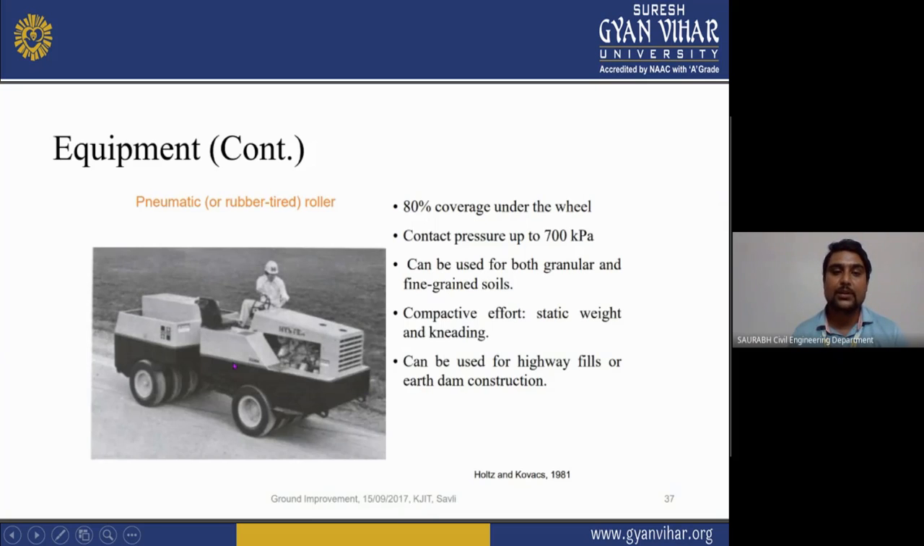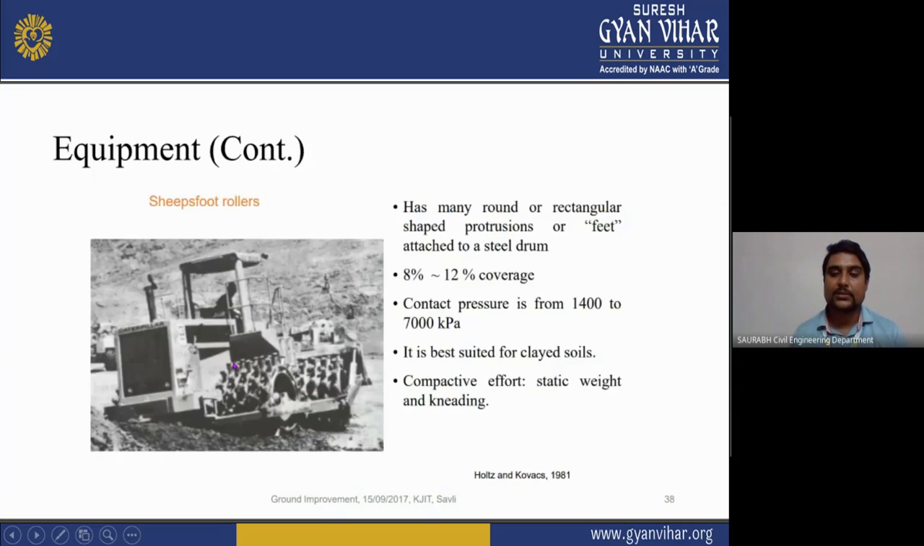And this is your pneumatic rubber tired roller, which is also used for the improvement of the ground. It can be used for both granular and fine grained soil. The compaction effect is by static weight and kneading, and it can be used for highway fill or earth dam construction. Here is a different equipment, which is known as the sheepsfoot roller. I have prepared one separate video which you can watch to know the function of the sheepsfoot roller.